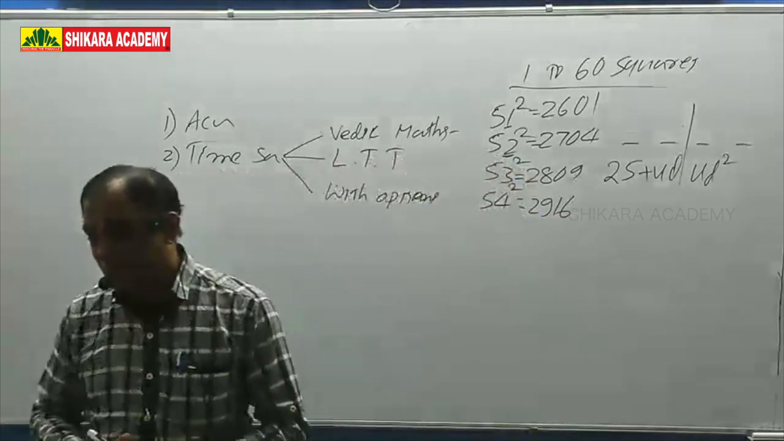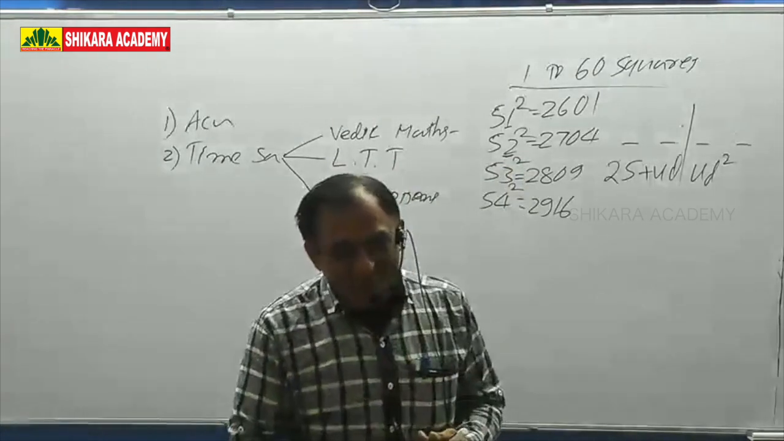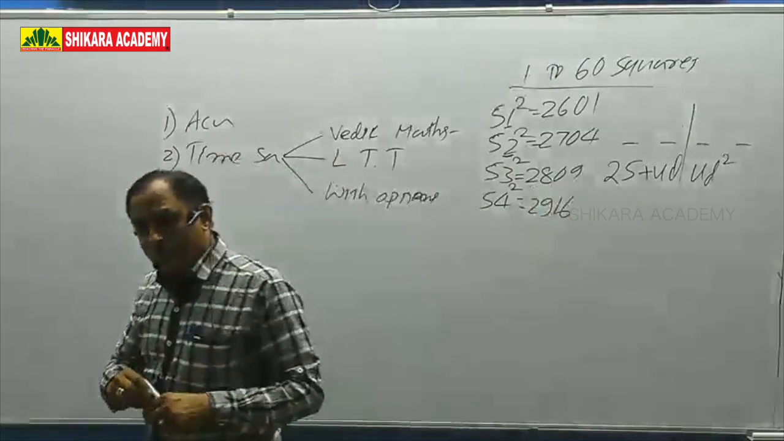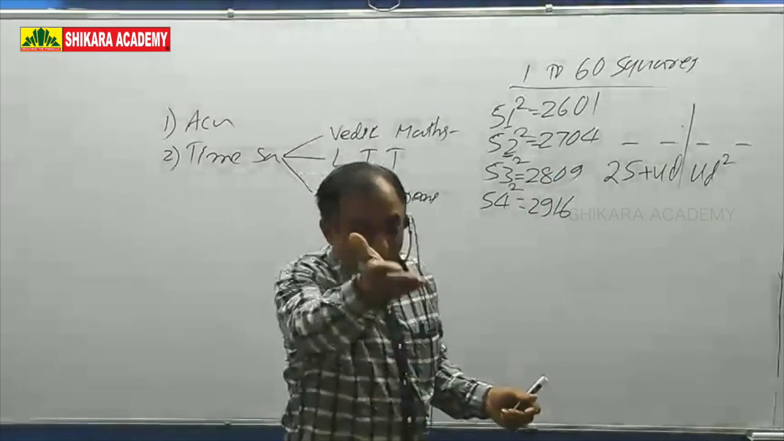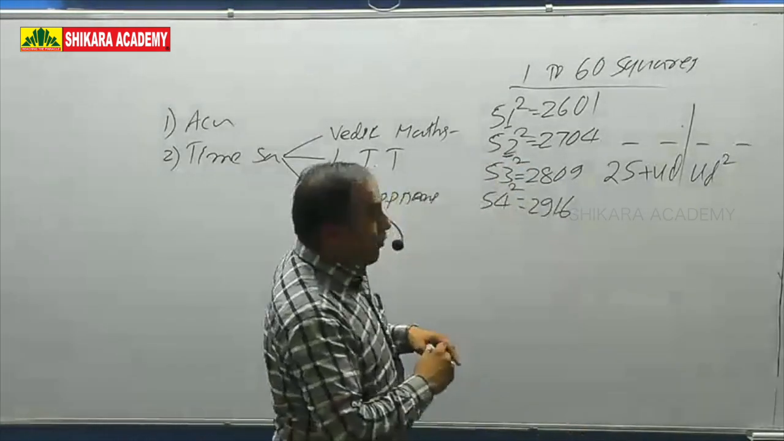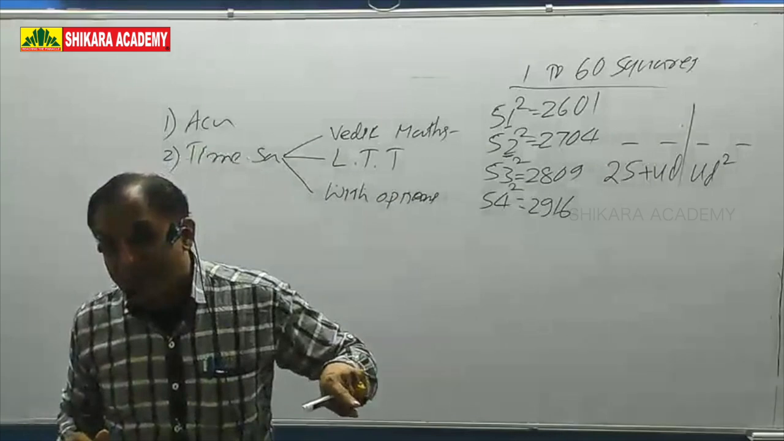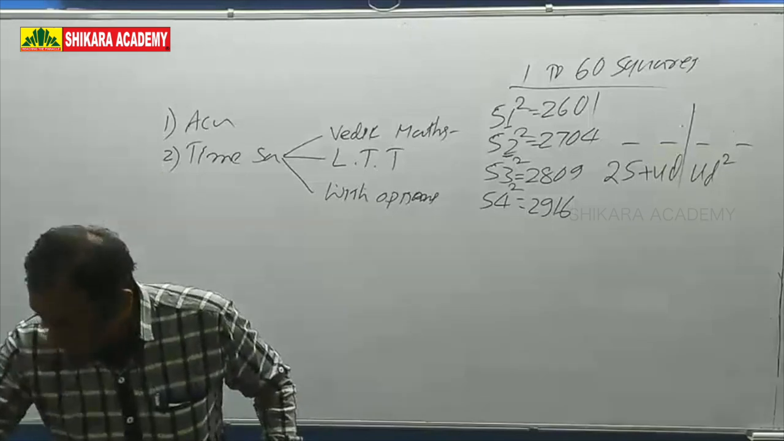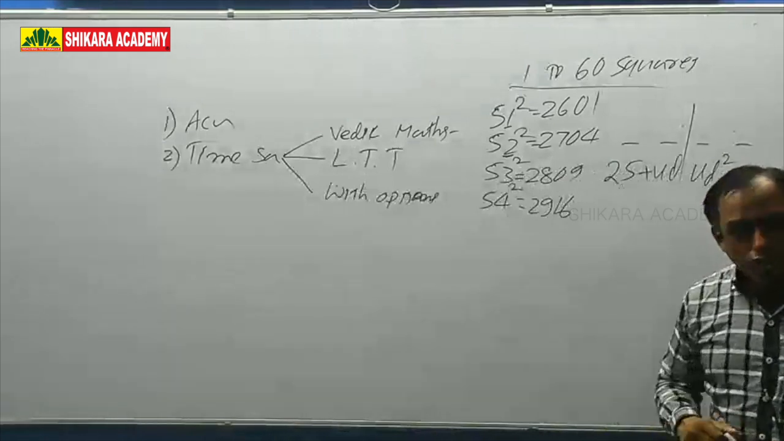Now tell me, 55 square: 30, 25. Very good. 56 square: 31, 36. 57 square: 32, 49. 58 square, everyone please tell me. Any doubt? Okay, 58 square: 25 plus 8 is 33, 8 square is 64. 59 square: 34, 81. Very good.